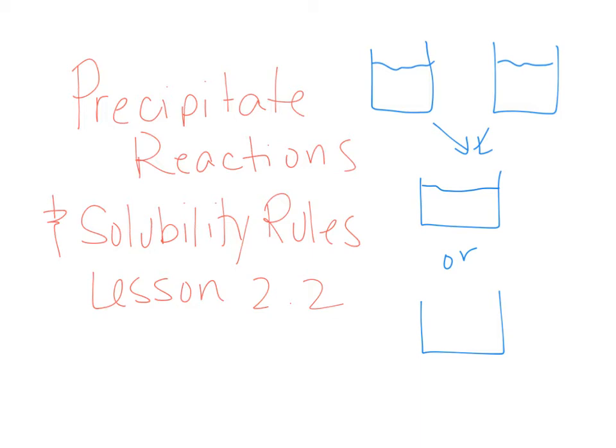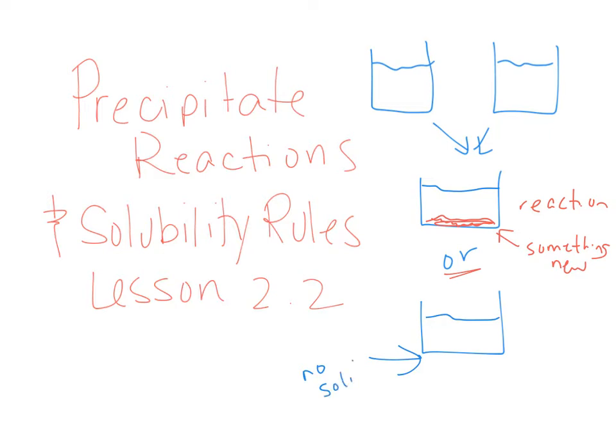If a reaction occurs, we're going to see a precipitate, which is a solid, form at the bottom. This would be a sign that a reaction occurred because the precipitate is something new. Or no reaction occurs, in which case it just looks exactly the same. Or more clearly, no solid formed. If no solid forms, then no reaction occurred.